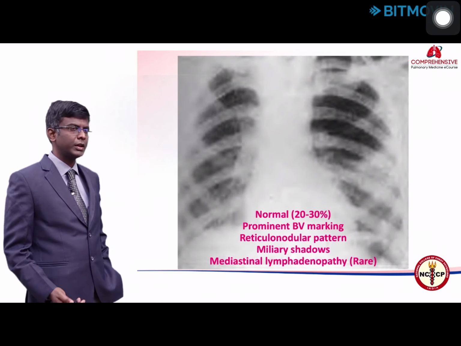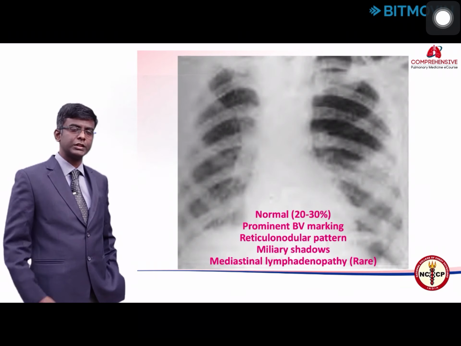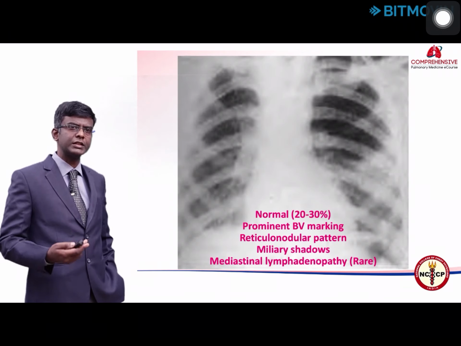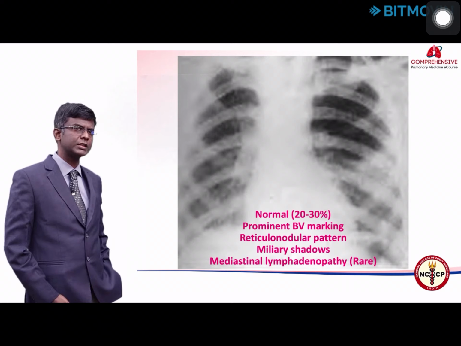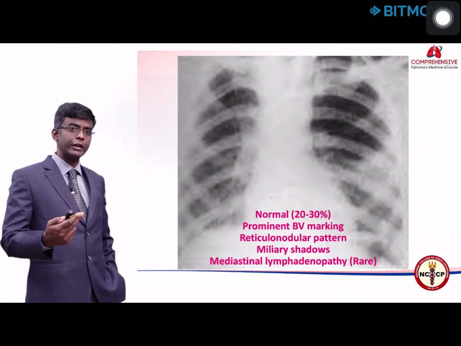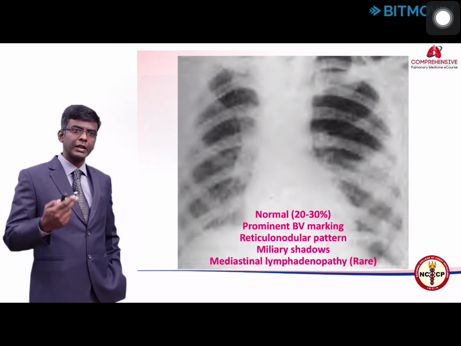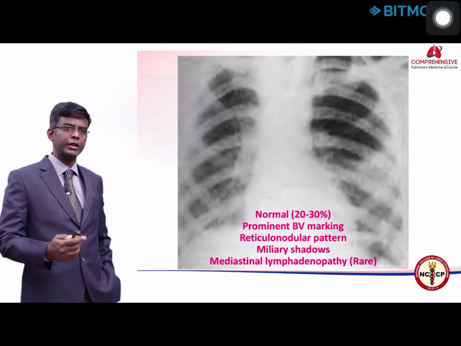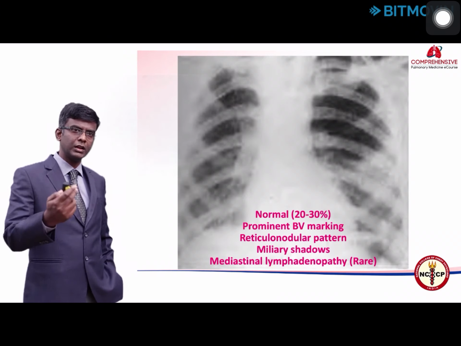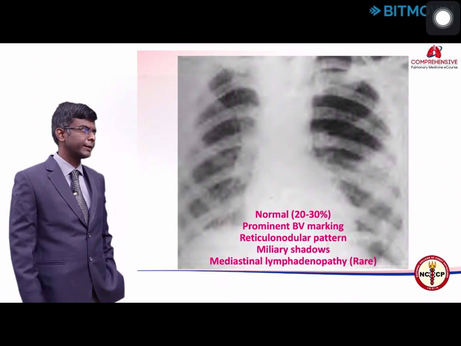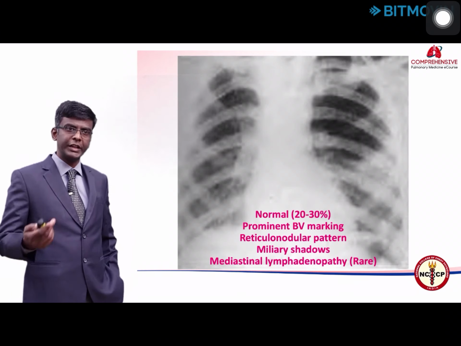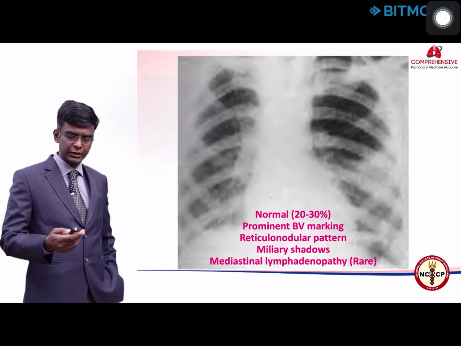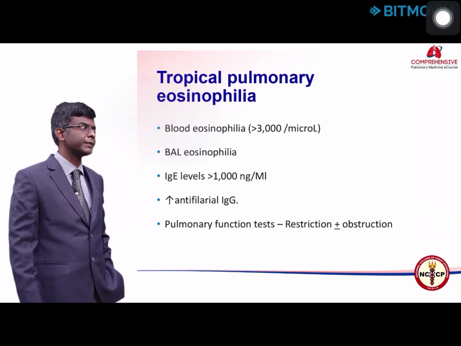X-ray can be normal in 20 to 30% of the cases. It may show non-specific findings like prominent bronchovascular markings. There can be reticulonodular shadows, and miliary mottling. One of the important differential diagnoses of miliary mottling in a tropical country like India is tropical pulmonary eosinophilia. Other findings like mediastinal lymphadenopathy and pleural effusions are rare manifestations.